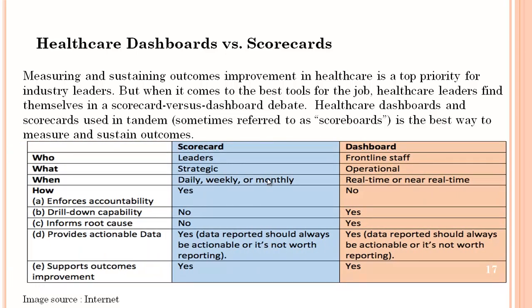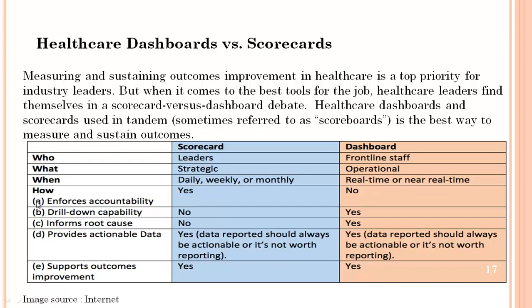This diagram shows an example of the difference between a scorecard and a dashboard. A scorecard is for leaders. A dashboard is for frontline staff. What does it do? A scorecard is used for strategic planning and a dashboard for operational. When do we use it? Scorecard daily, weekly or monthly. A dashboard is real time or near real time.